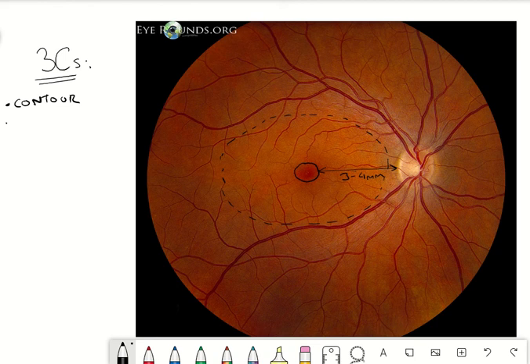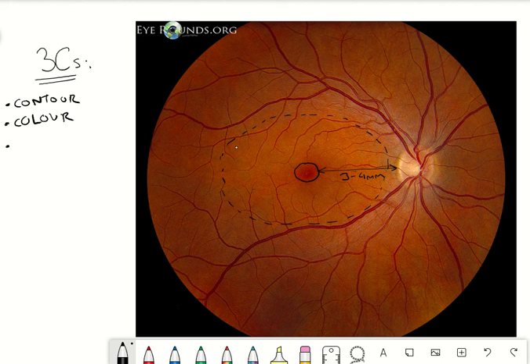So the next bit is colour. Normal colour should be pale pink to orange, and this is a good colour. When it's very pale white, then something is wrong. So colour is the next thing.